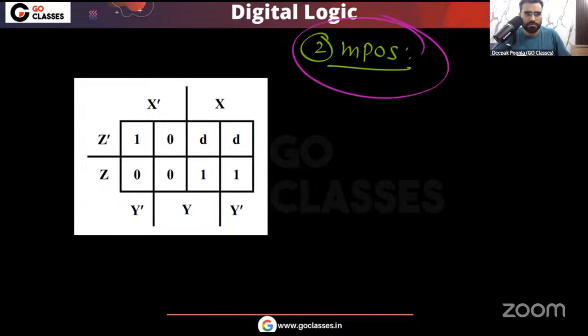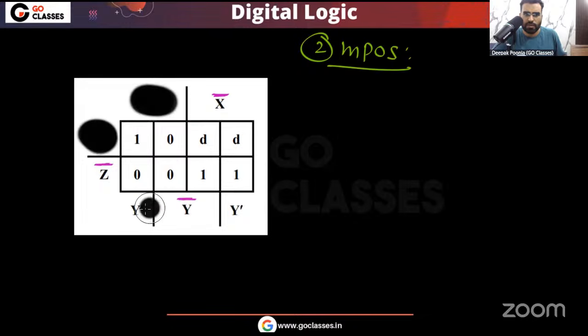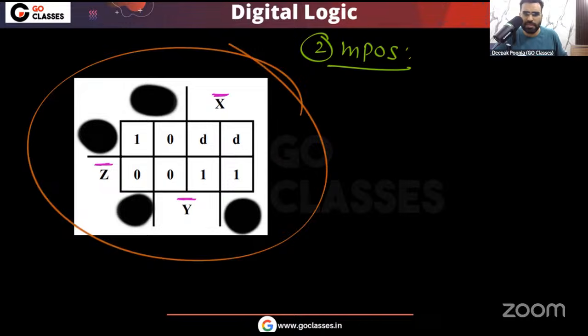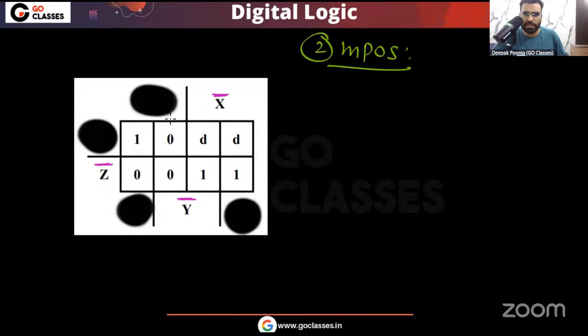Notice one thing, because we are finding minimal POS, here let's label the K-map. Here it will become X bar, it will become Y bar, it will become Z bar. Correct? Yes, very simple. Because now remember we are finding minimal POS, this is how you label the K-map. You can see this is the X bar area, so this is the X area. This is the Z bar area, so this is the Z area. This is the Y bar area, so this is the Y area.